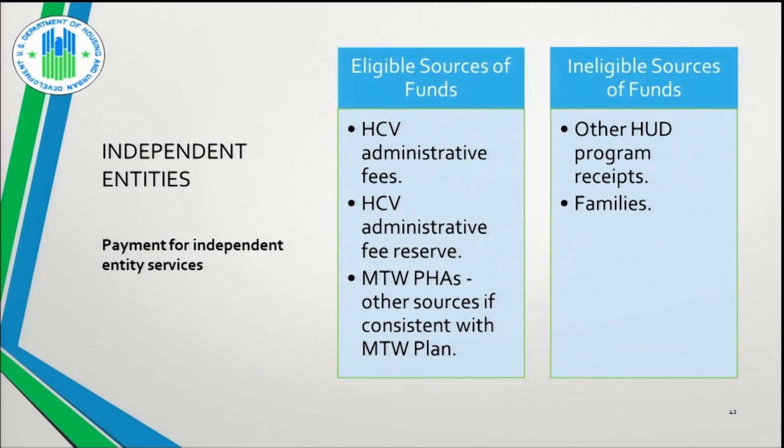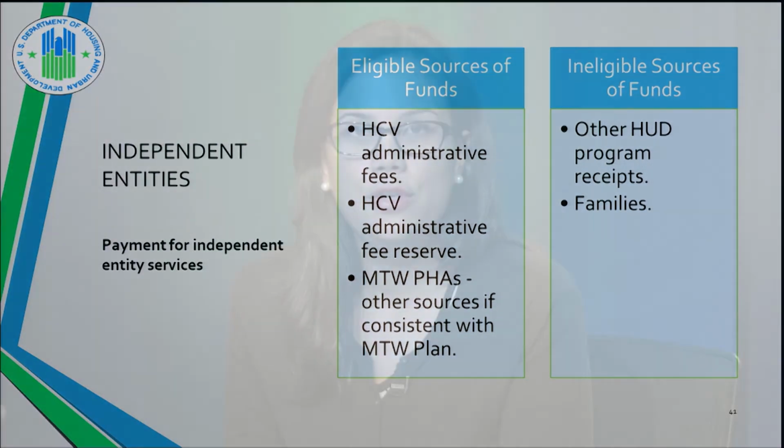In terms of how to pay independent entities for their services, the eligible sources of funds are either Housing Choice Voucher administrative fees, Housing Choice Voucher administrative fee reserves, or if you're an MTW PHA, you may use other sources if the use of those sources to pay for independent entity services is consistent with your MTW plan. Ineligible sources of funds include other HUD program receipts and families. So you cannot pass the cost of an independent entity service to the family.